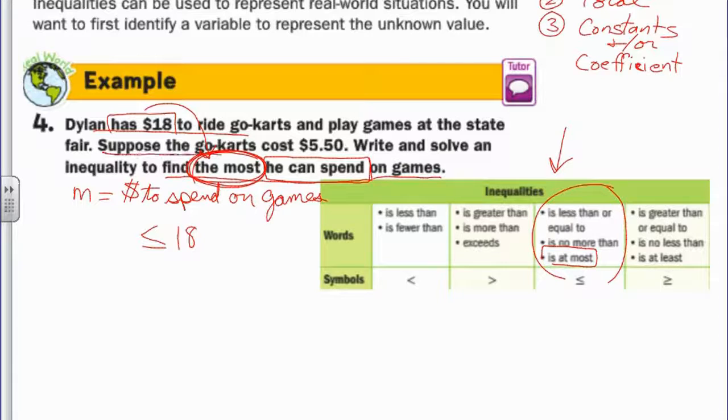It says, suppose the go-karts cost $5.50. So is that a number that we're going to multiply times the money we have to spend on games, or is that a one-time cost to ride the go-karts? Yeah, it's a one-time cost to ride the go-karts. So we're going to add that $5.50 to the amount of money he spends. And the amount of money he spends on games is M. So our inequality ends up being the cost of the games plus the $5.50 he spends on go-karts.